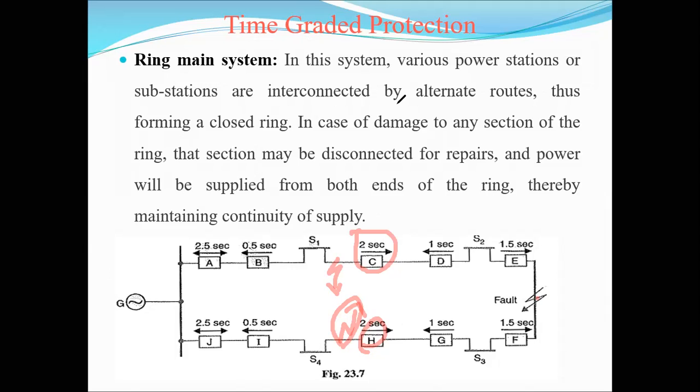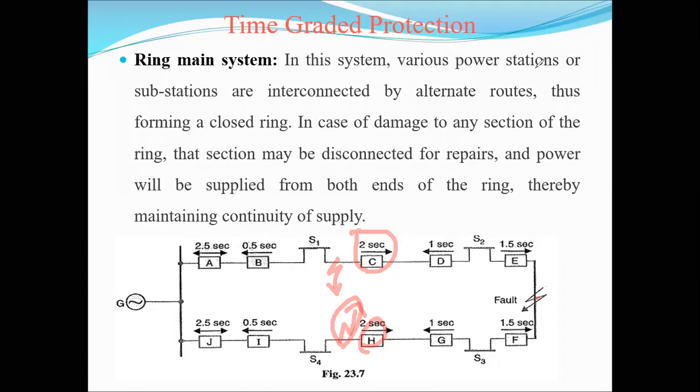How is that feeder line disconnected? In that, we are using a number of relay coils, and those relay coils have relay setting times. By using those relay setting times, the relay coil is operated. Okay, that is the parallel type of system.